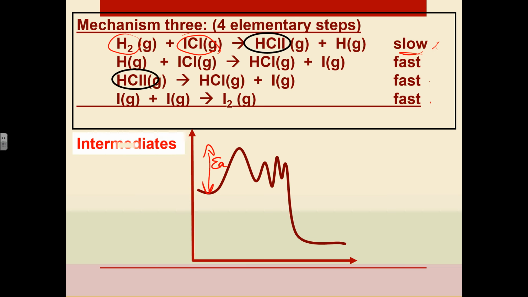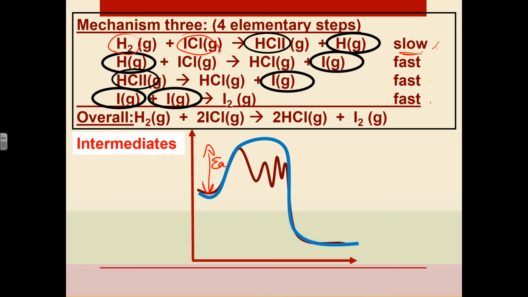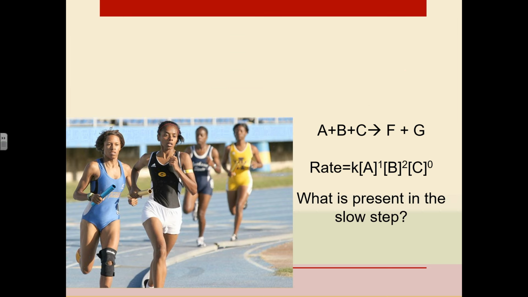All right, so you should have had HCl as an intermediate, H's as an intermediate, and then there's one more. The I's are intermediate. When you add up everything that remains, you still get the same overall reaction, just a lot more intermediates in this. You would normally see the potential energy diagram written like this. You wouldn't see all the detail underneath, but there is often a lot of detail that you don't see.